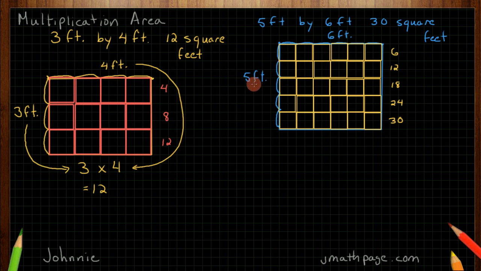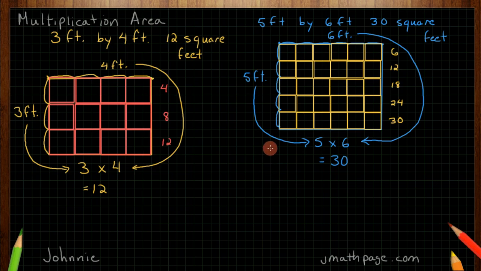We know that we have 5 rows. 1, 2, 3, 4, 5. So our 5 rows all intersect with 6 columns. 1, 2, 3, 4, 5, 6. So 6 columns. So we can say that 5 rows by 6 columns gives us 30 altogether. Okay? So this is another way of looking at an area model to find multiplication.